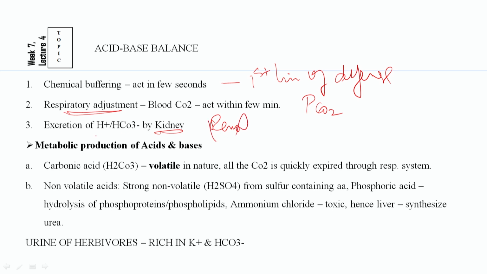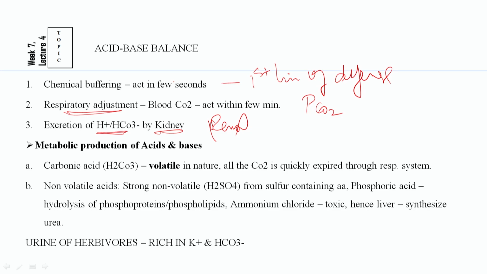In this, it causes the excretion of either H plus ions or HCO3 minus, the bicarbonate ions. Okay, so the first is chemical buffers, which will be the first line of defense, stimulated immediately if any type of imbalance happens. Whereas if it cannot bring things back to normal and homeostasis cannot be achieved, then the respiratory system will come and take over, and it will try to act within a few minutes.